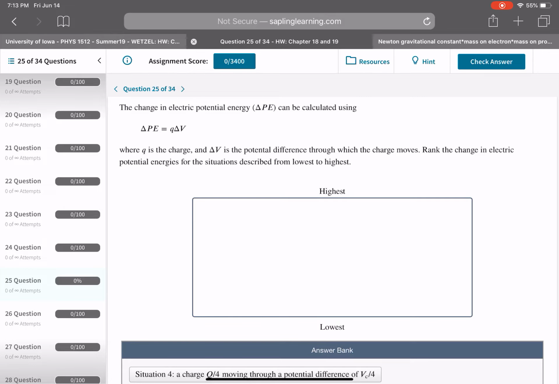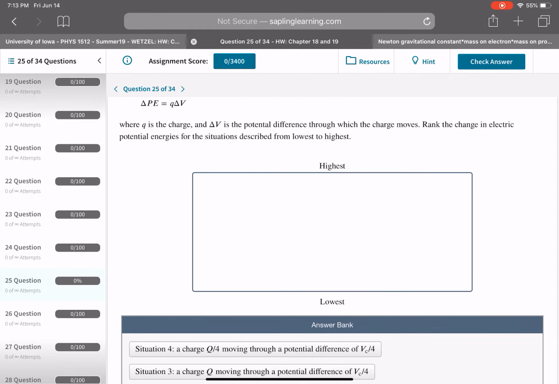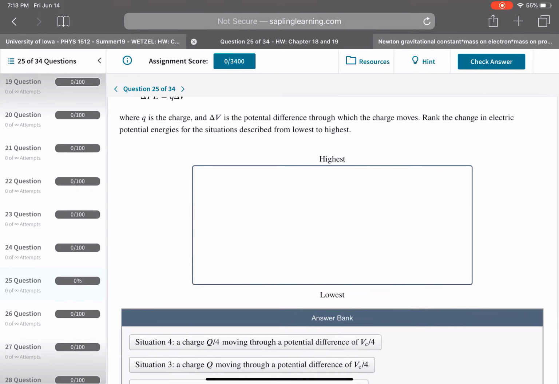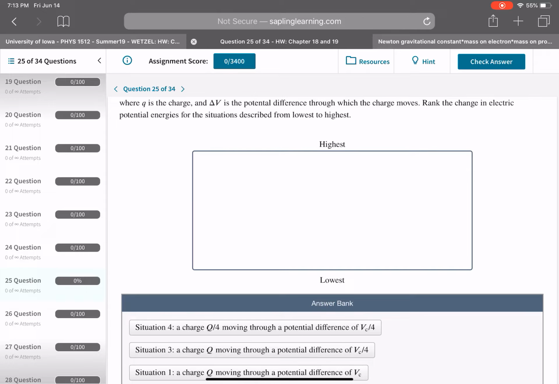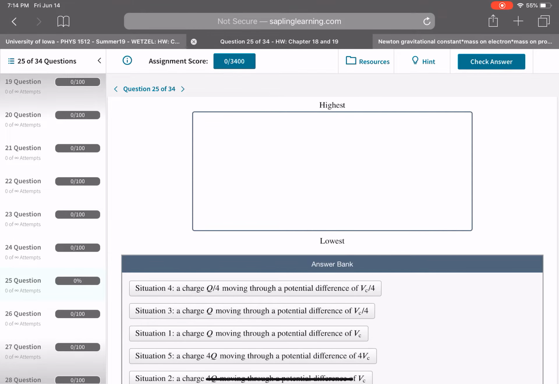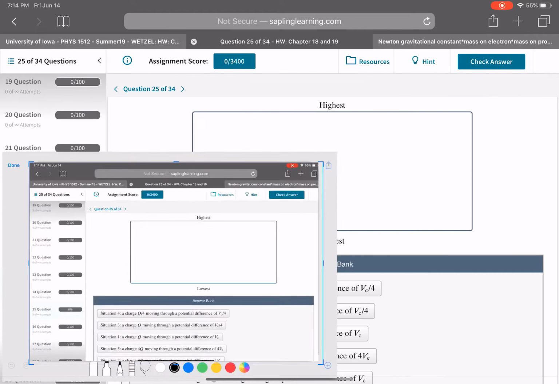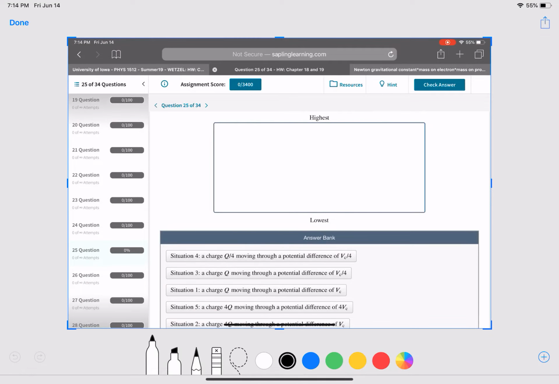So the change in electric potential energy can be calculated using change of PE equals QV. This is the charge. Rank the change in electric potential energies for the situations described from lowest to highest. So you're supposed to drag these up into the picture with your mouse. I'd say just grab this first one and drop it in there.